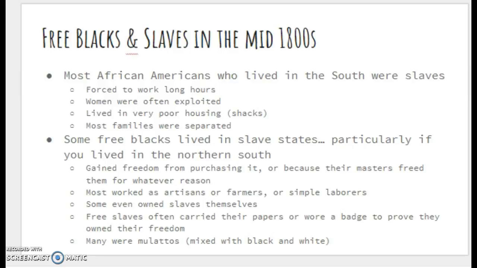Free slaves often carried their papers or wore a badge to prove they owned their freedom, right? Because of that fugitive slave law, they could be questioned as to whether or not they were free. And if they didn't have those papers or that badge to prove that they purchased their freedom, they could be sent back to the South or to some owner, right? Many were mulattoes as well, and mulatto is simply someone who's mixed with black and white heritage.